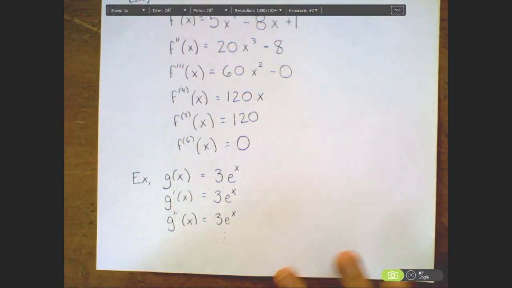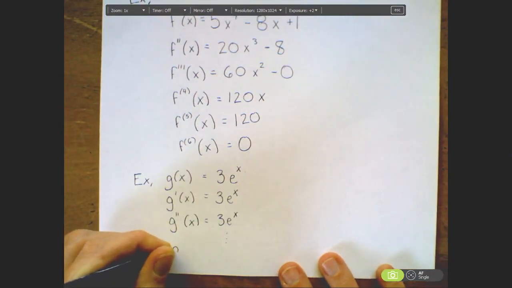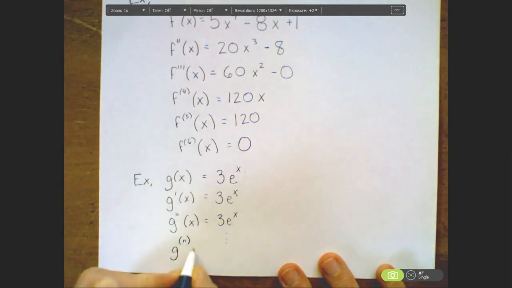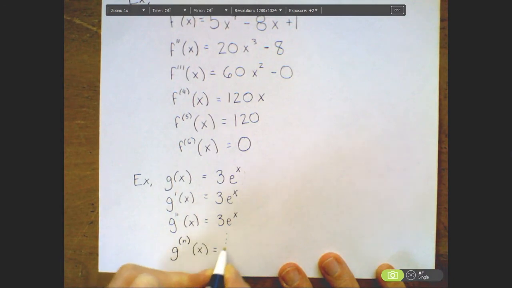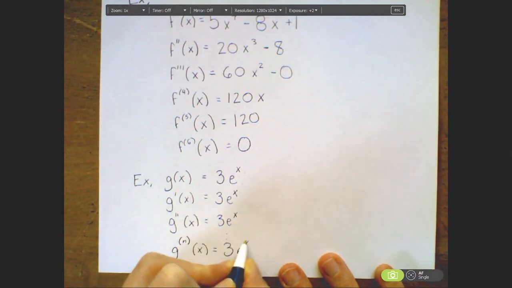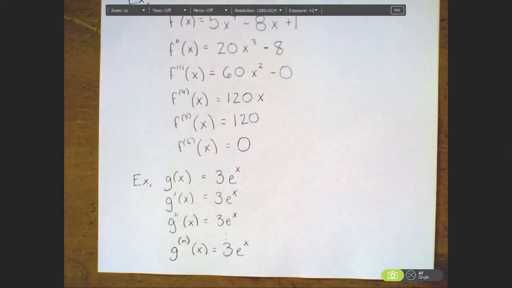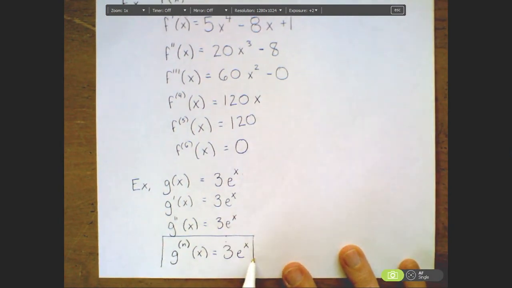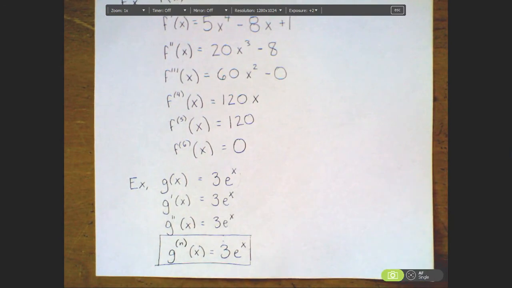And if I wanted to write it, one way that I could notate this is to say that I could take n derivatives, any successive number of derivatives that I want, and I will always end up with 3e to the x as our derivative. This is a generalized notation for what it would mean to take the nth derivative of a function.